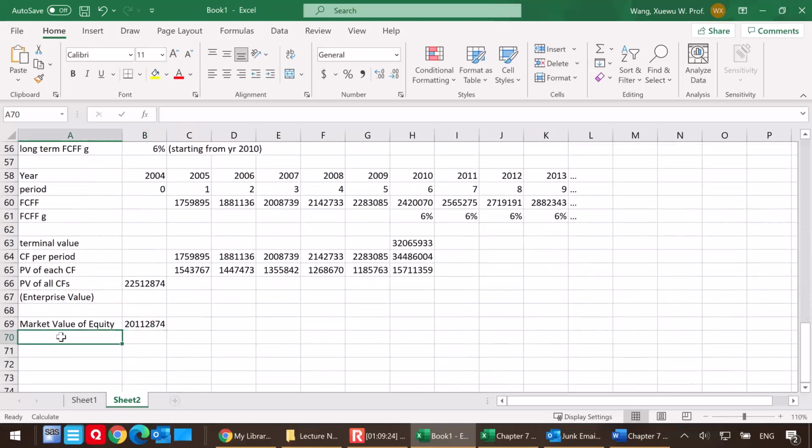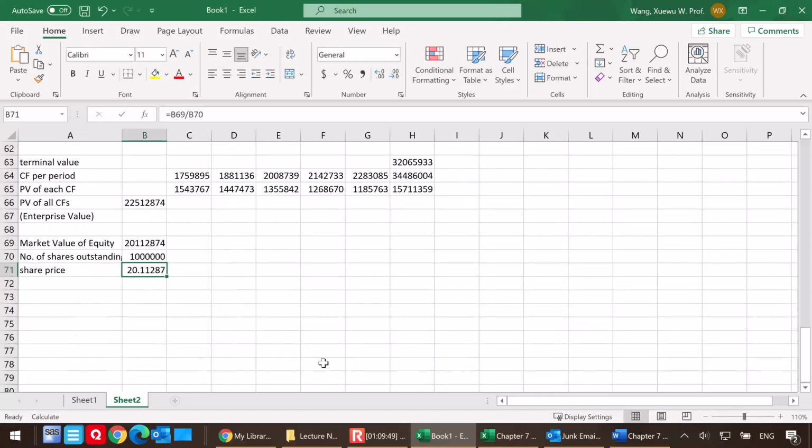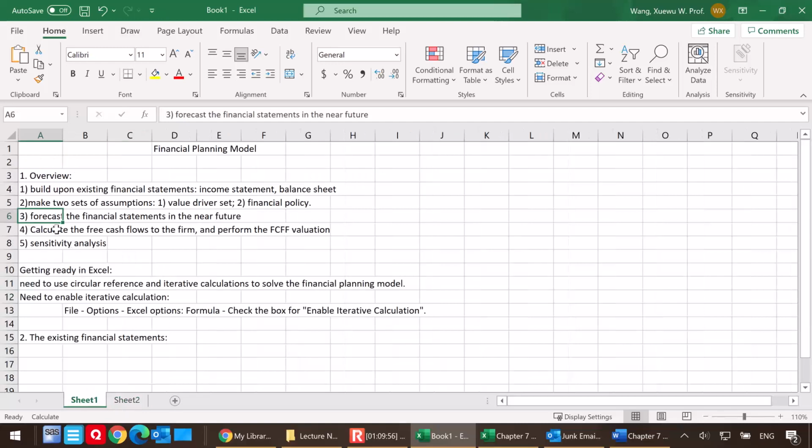And let's assume the number of shares outstanding is, let's say, 1 million. If that's the case, you can say share price is nothing but the aggregate market value of equity over number of shares outstanding. So you get $20.11. That's the share price. Okay, so we're done with step number 4.